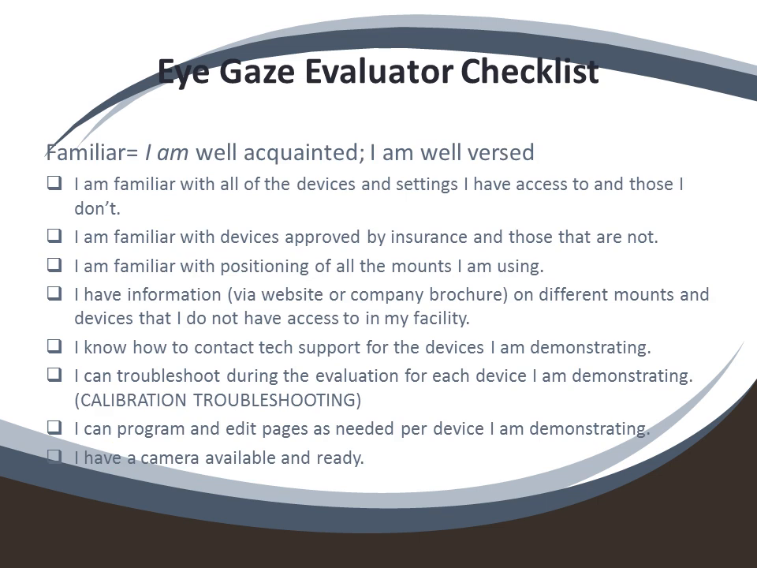So again, a little bit more of a review from last time. Here's your eye gaze evaluator checklist. You want to make sure, when I'm using the word familiar, I'm meaning well acquainted, you're well versed. So you're familiar with all of the devices and settings that you have to access, and those that you don't have access to. All of the devices and settings that you have access to in your facility or your classroom or wherever you're evaluating the person, and those you don't. You have to be familiar with both.